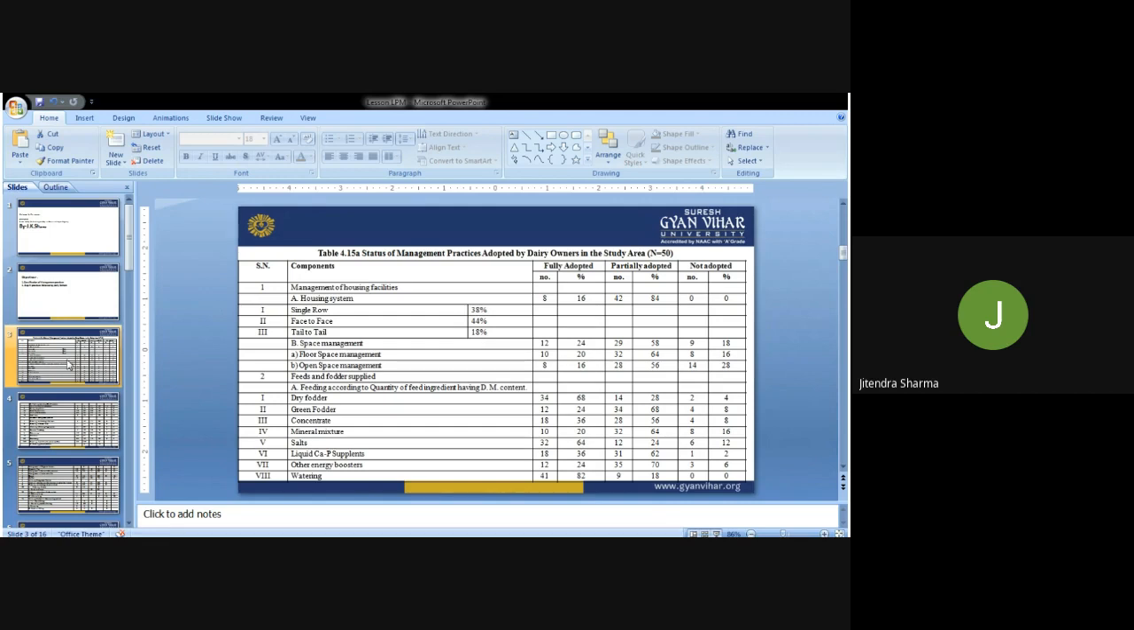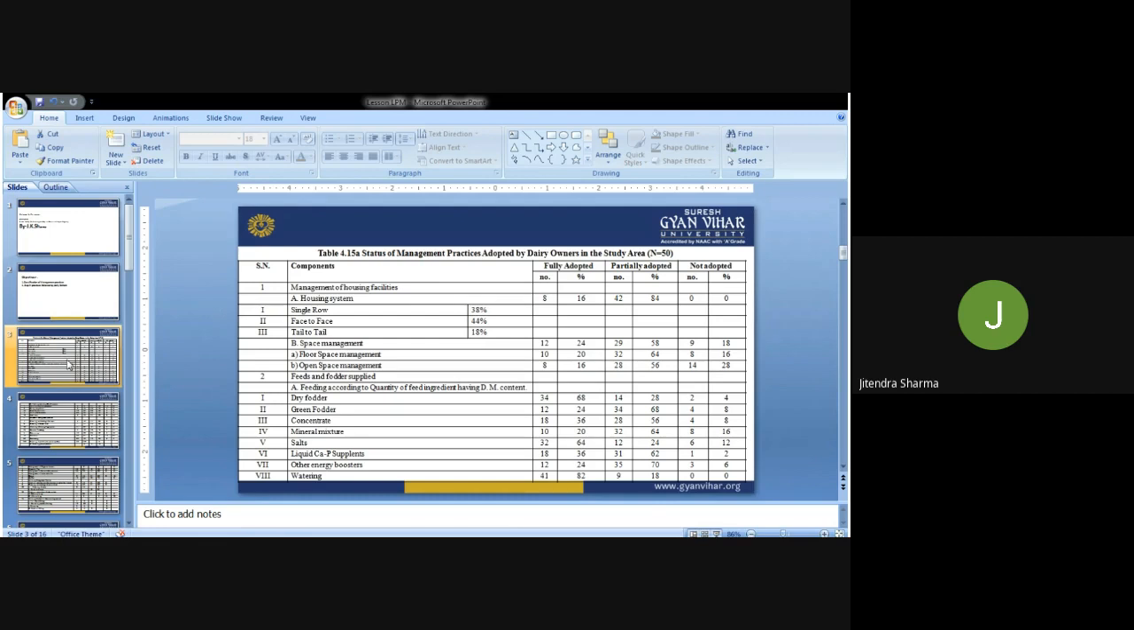For example, space management is followed fully by only 24%, 58% partially follow, and 18% least bother about proper space management among the animals, the full floor space and the open space. In all these things we see that 64% and 56% of the farmers partially follow, but full adoption is by only 16%, 20%, and 24%.